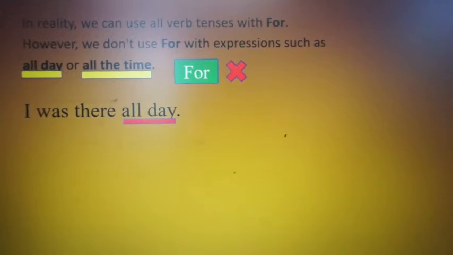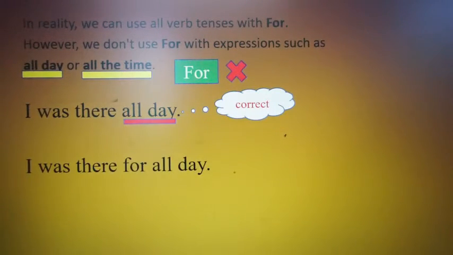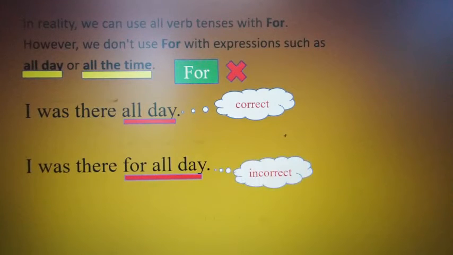Number two, I was there all day. You can't say for all day, because for all day is incorrect. So we don't use for.